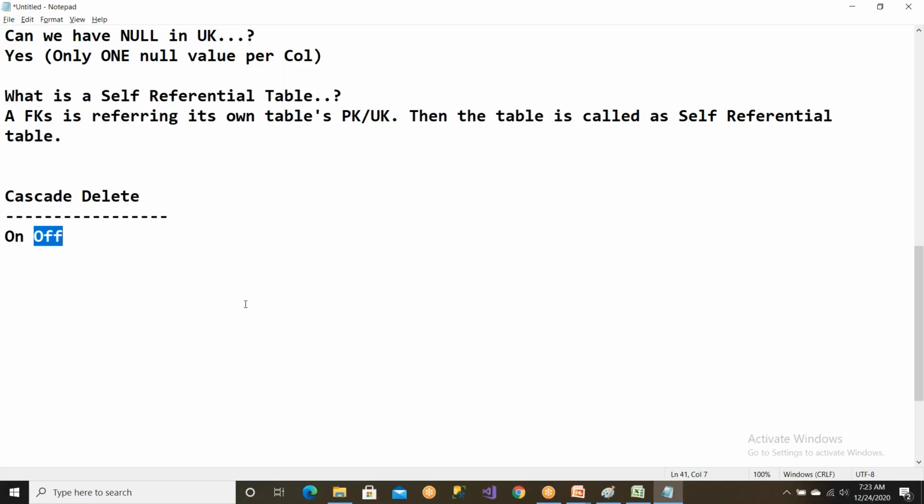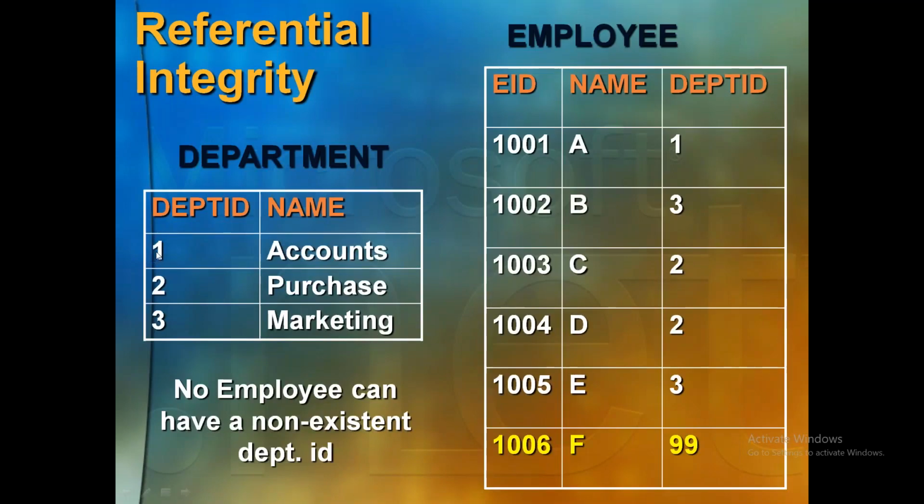Clear? So this is what is called cascade delete on. On means if you delete something in the parent table, corresponding rows will be automatically deleted from the child table. If you make it off, no action is taken in the child table. That is the meaning. The next one is called cascade update. Cascade update means what? It is also the same. I wanted to update 1 to double 1, 2 to double 2, 3 to double 3. If you make it on, all ones will become double ones, all twos will become double twos, and all threes will become double threes automatically.